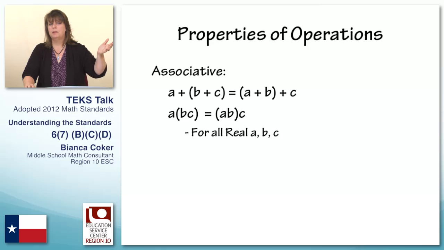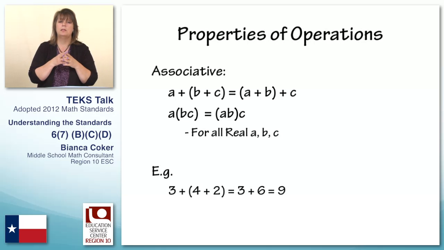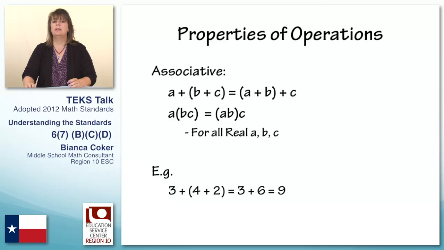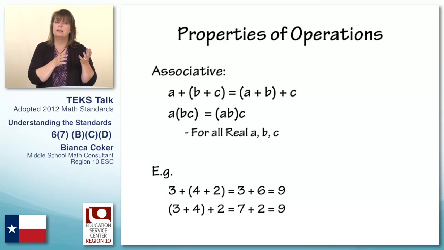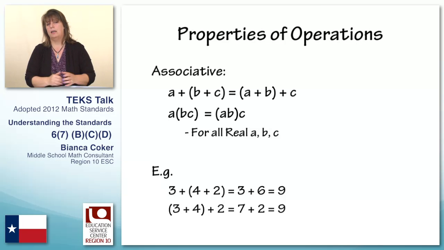And here's an example. 3 plus the quantity 4 plus 2. Well, I would add 4 and 2 together first and get 6. Then I add it to 3 and I get 9. It's the same as if I added 3 and 4 together first and got 7, then added 2, I still get 9. Now, if your students are at this stage, they can look at this symbolic representation and understand it.